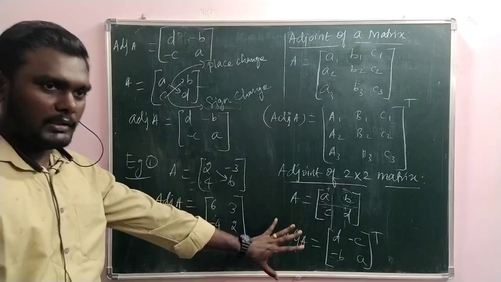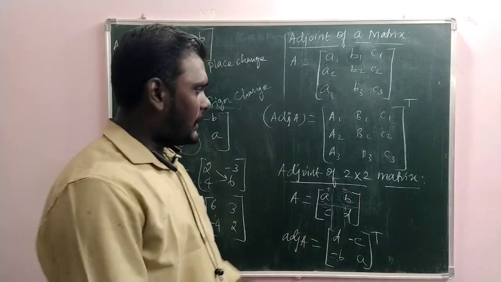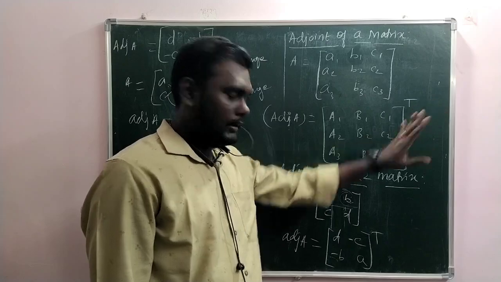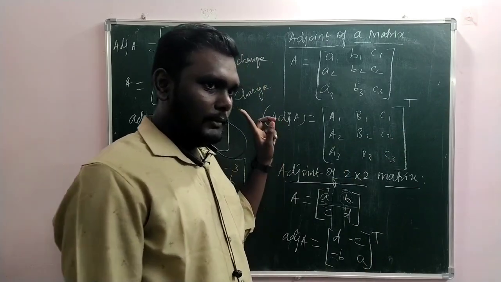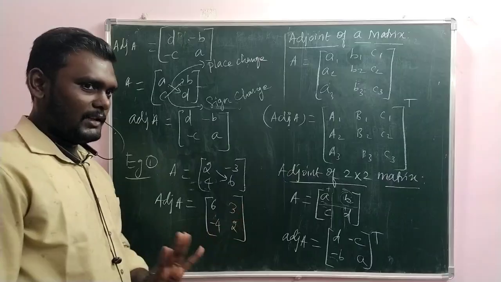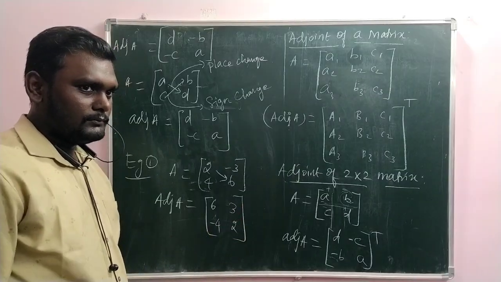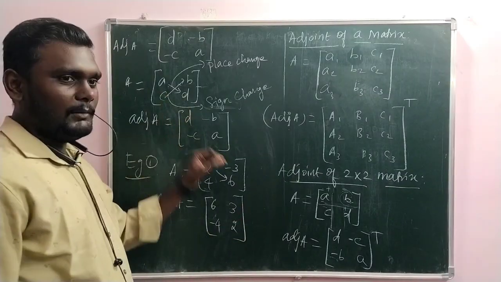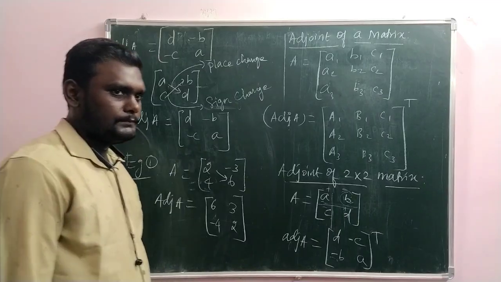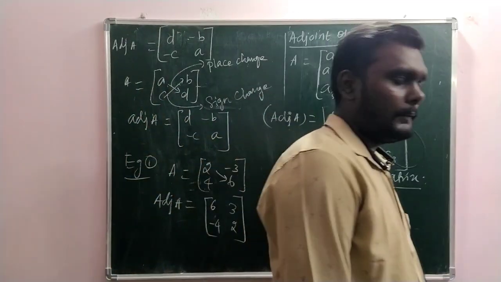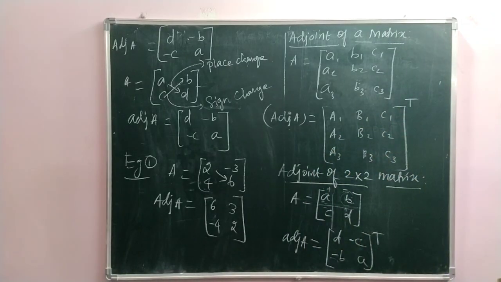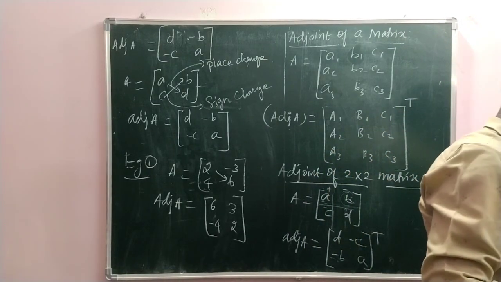Only for 2 by 2 this method. Concept-wise it is the same. You should write the cofactor matrix, and in that we put the transpose. Here also I applied the same. But as a shortcut I am saying simply place change, sign change. Easy. Quickly you can do. Instead of focusing on each element, simply you can change the place and change the sign. We'll move on. That's all. Now, shall we go to the next one? The adjoint of a 3 by 3 matrix.